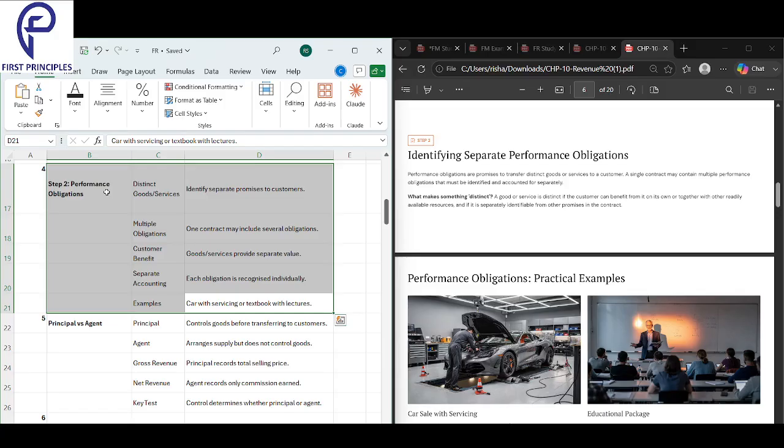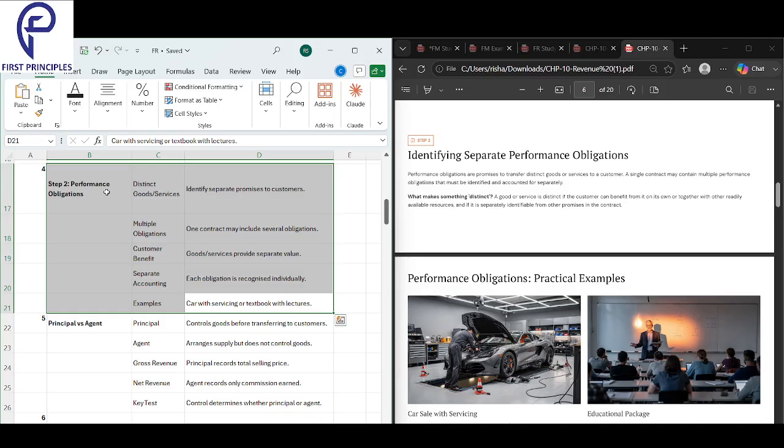Separate accounting. Each obligation is recognized individually. Then customer benefit. The goods and the services provide separate value. Like multiple obligations, each contract may include several obligations. Not necessarily does one contract have one obligation. Each contract can have several obligations.